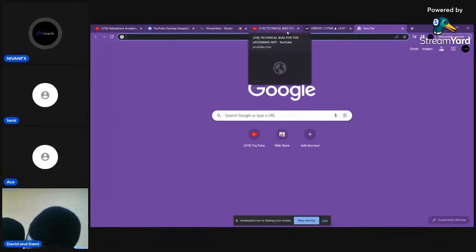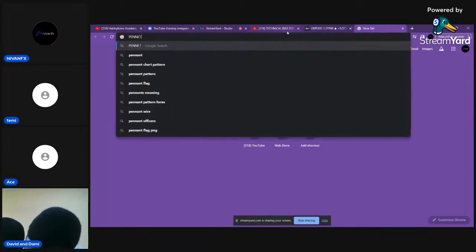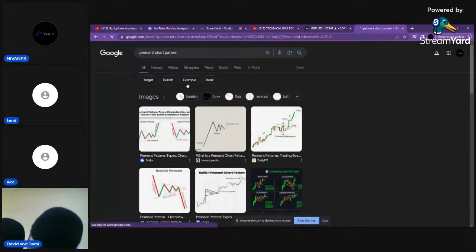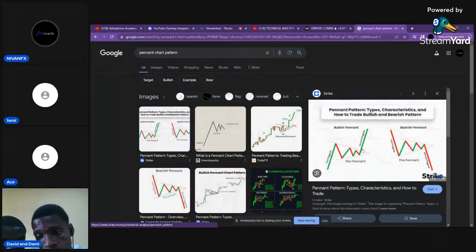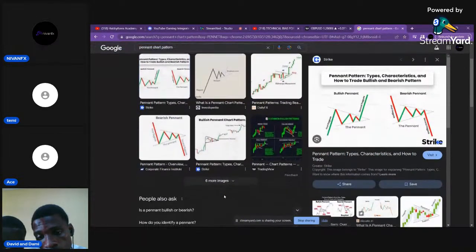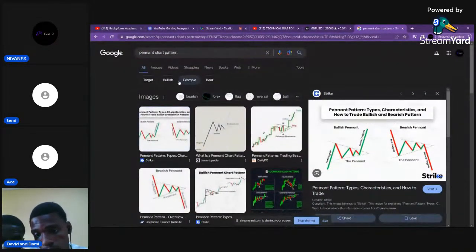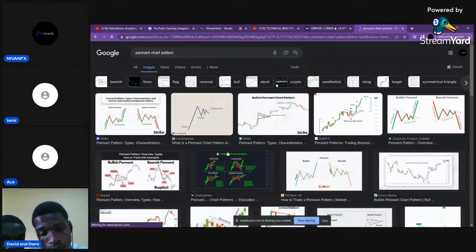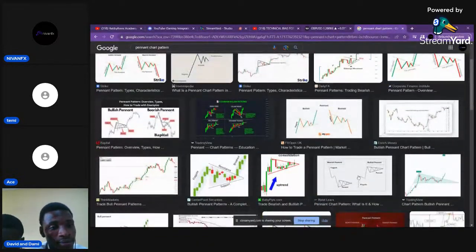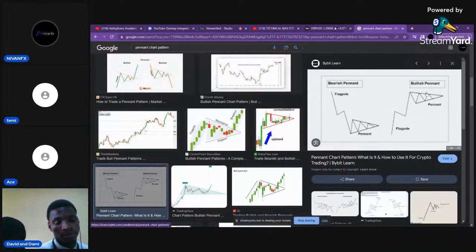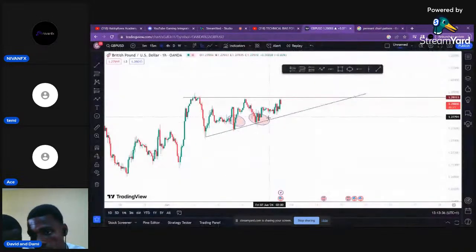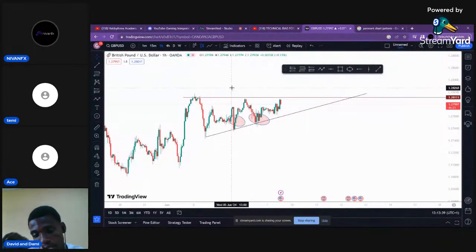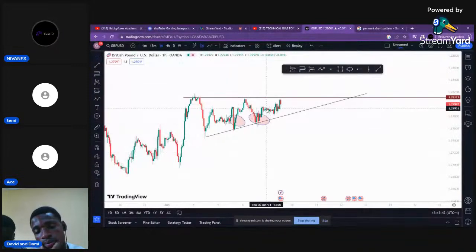Let's see a pennant chart pattern. So this is a pennant chart pattern. If you take a clear look at the pennant structure, this is the bullish pennant. We have a bullish pennant over here, and it almost resembles something like this. That aside, we'll take that as a bigger confluence.